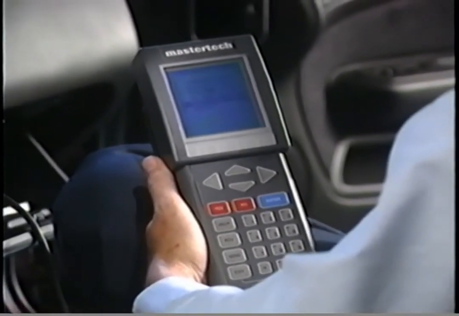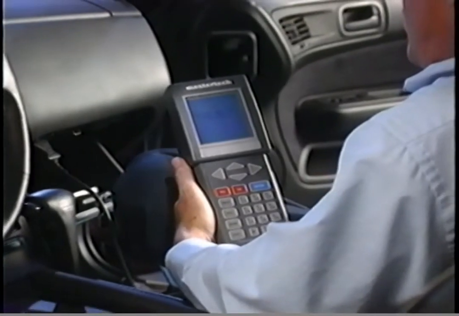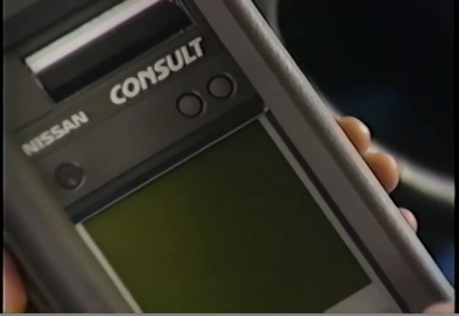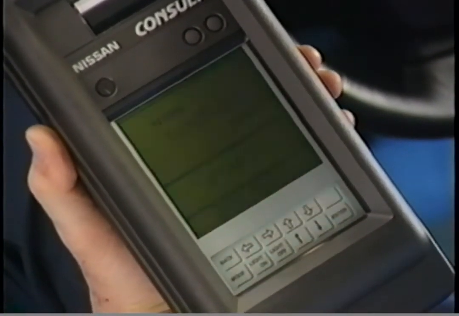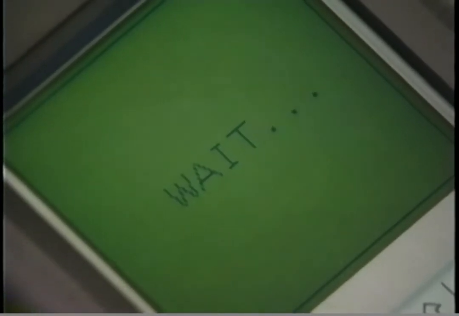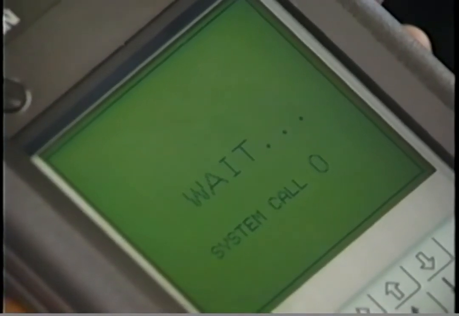GSTs are designed to work with any vehicle, but as a Nissan technician, you already have access to a Consult unit at your dealership. Fitted with the most current software, it's your best choice for dealing with the requirements of OBD2. And it will perform all the necessary tests far better than anything else available.